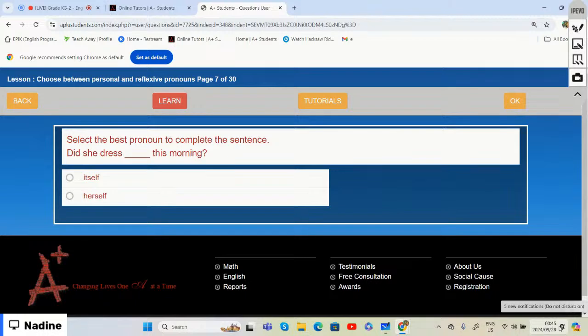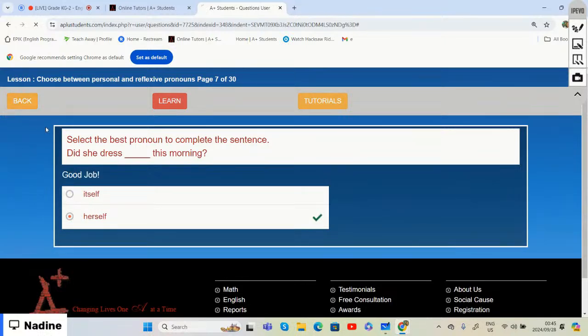All right. And if we were to choose the correct option, then we will say option two. Did she dress herself this morning? Because remember, herself refers back to she.